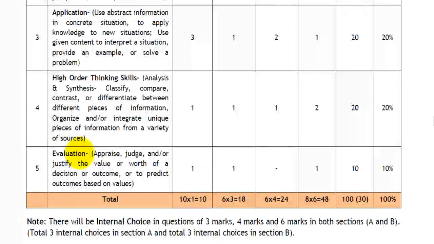Questions based on evaluation: there will be 1 very short answer question of 1 mark. Then there will be 1 question of 3 marks. There will be 1 long answer question of 6 marks, totaling 10 marks.